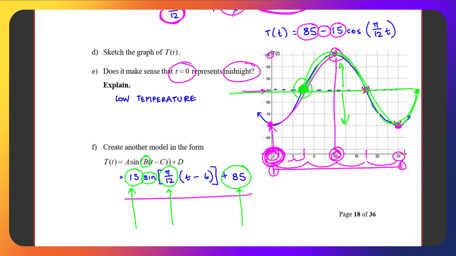But sine should start on the y-axis. It starts over here. So that's to the right 6. To the right 6. Remember, subtraction is part of the formula, so it's minus a positive 6.